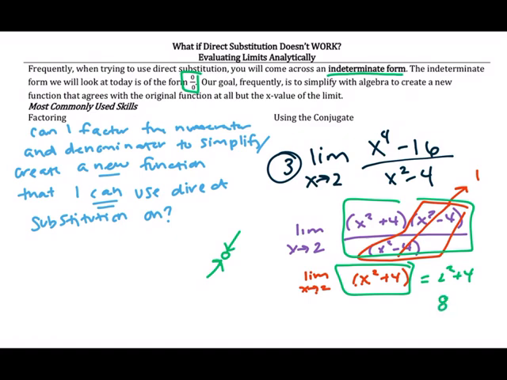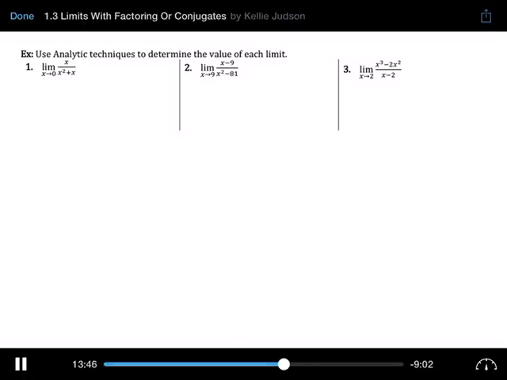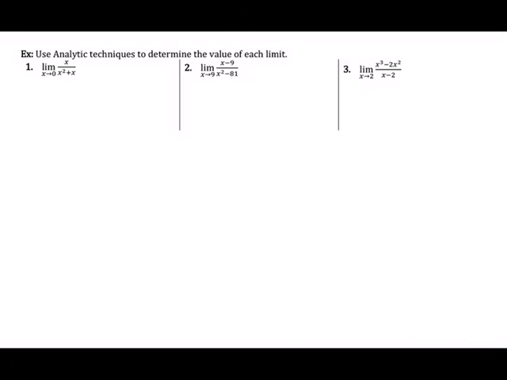Let's look through some more examples that involve factoring. So anytime you're working through a limit problem, the first thing you should always try and do is use direct substitution, because that is always going to be the fastest method if that works. If it doesn't work, then we're going to look to see if we can factor or if we can use conjugates, which we're going to go over next. So when I look at number 1, my first thing is, what happens if I use direct substitution?